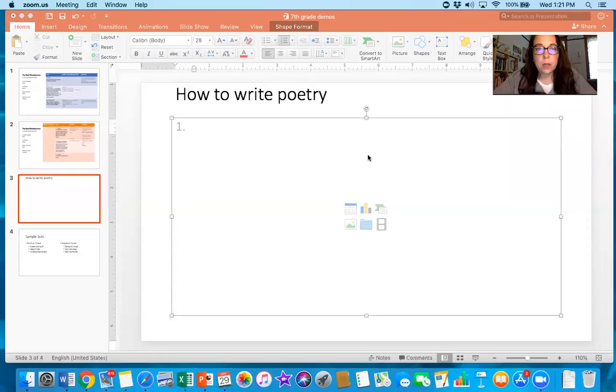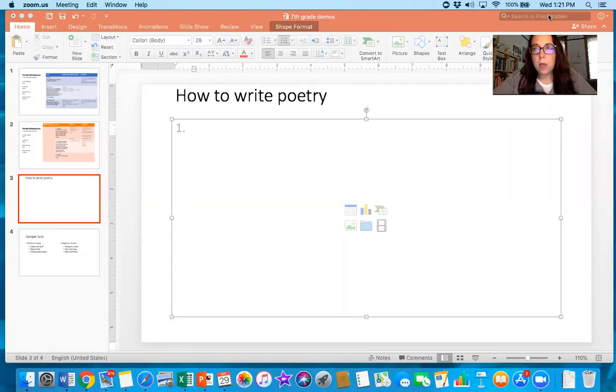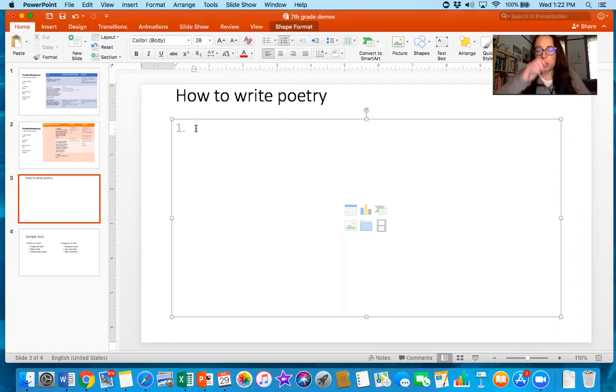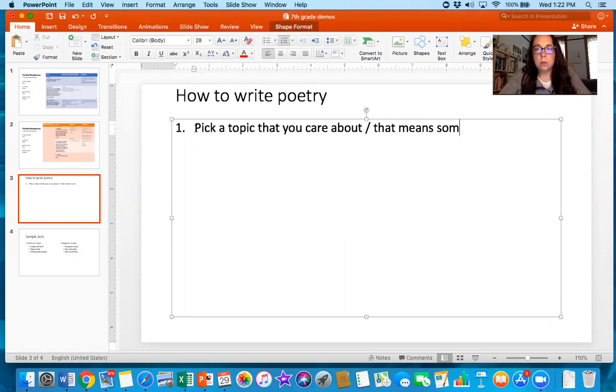All right, so here's where we're going to do a little bit of work. The first step, when you're going to write poetry, is you have to pick a topic that you care about or that means something to you. Your teachers might give you some topic to write within, but think about how you could personalize that topic, even within a topic, to make it about the part of the thing that you care about.